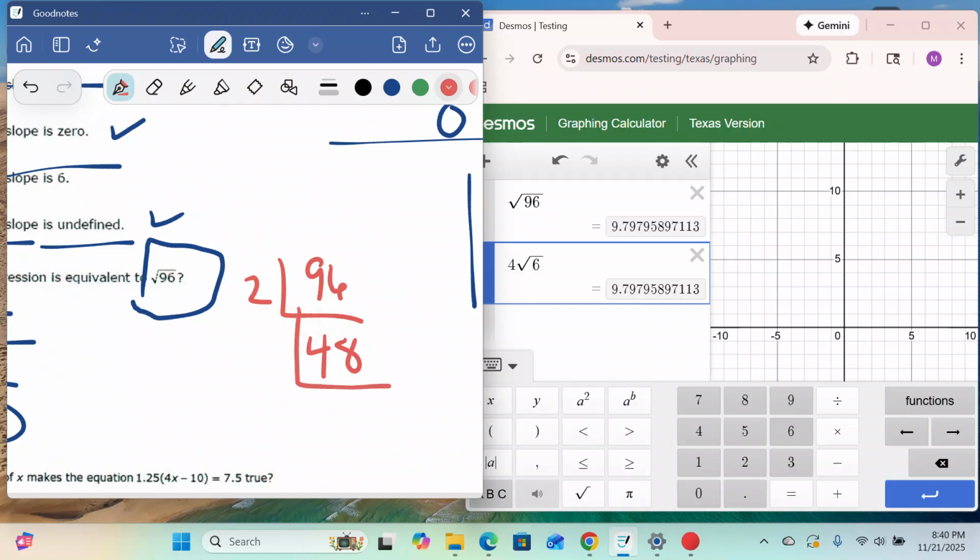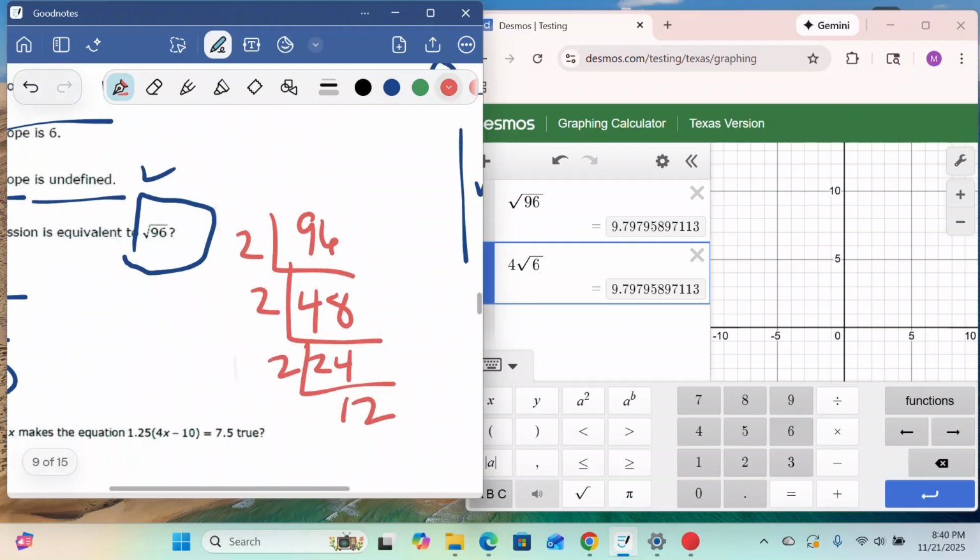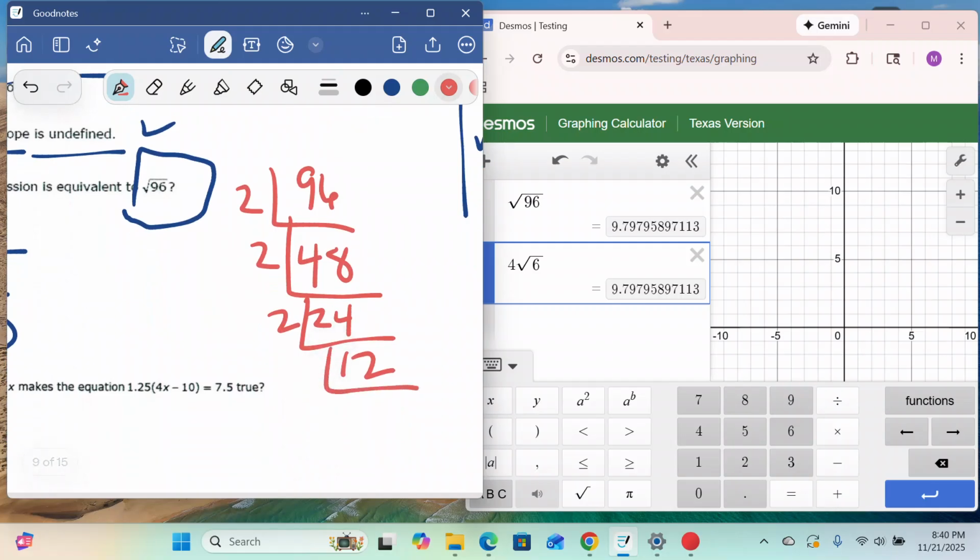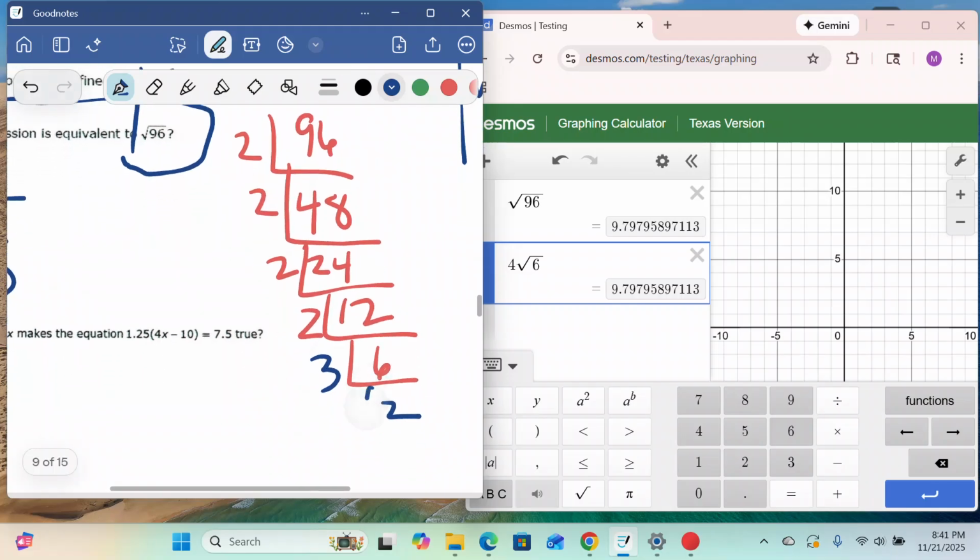Then I can also divide that by 2. That gives me 24. I'm going to divide that by 2 once again. That gives me 12. And then I'm going to divide it once again by 2, and that gives me 6. Then I can't divide it by 2, so I'm going to go up the stairs. I'm going to go up to 3, and 3 goes into 6 2 times, so that gives me a 2. And then I'm going to divide 2 into 2, which gives me a 1.